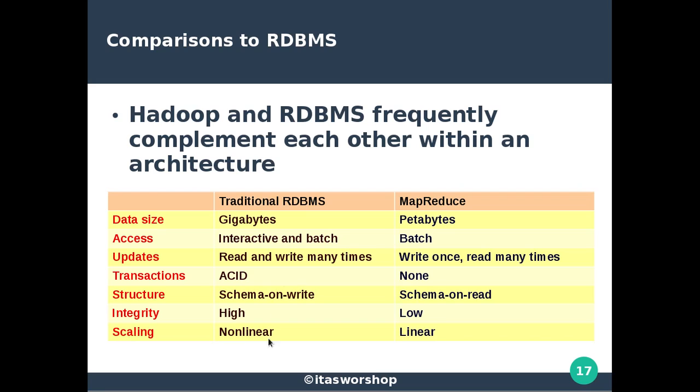Integrity, RDBMS provides high integrity with the system, while MapReduce provides low integrity. And scaling is non-linear with RDBMS. Obviously there is a certain limit with the RDBMS system. You cannot scale up much, at one limit it gets stuck. But MapReduce provides near linear scalability: keep on adding nodes and it will keep on handling the load which is coming to the system.